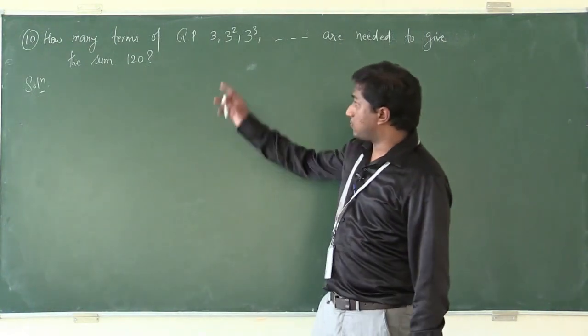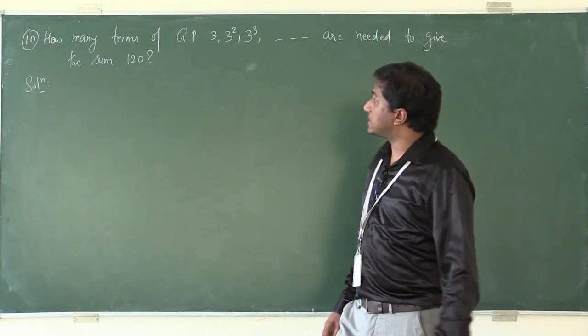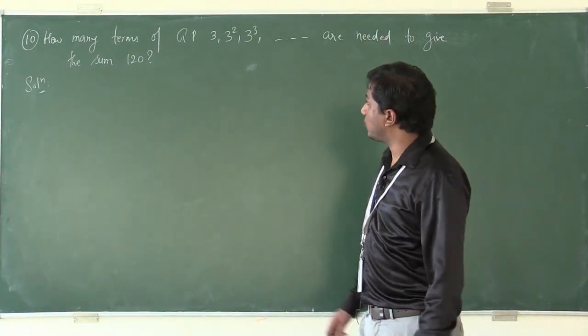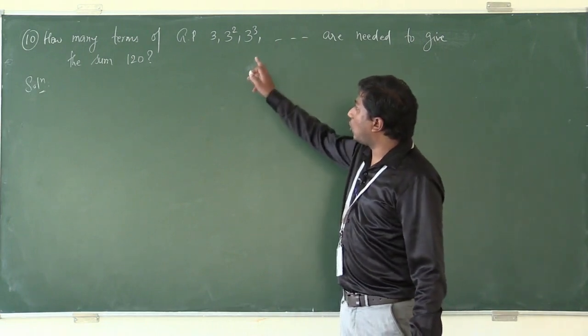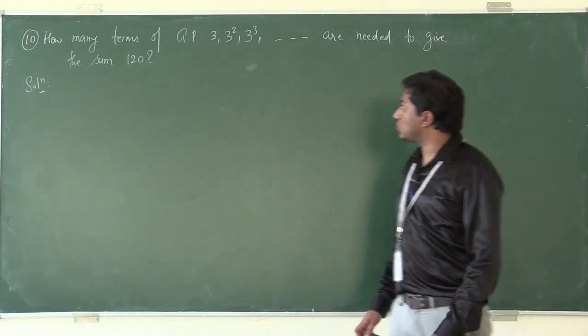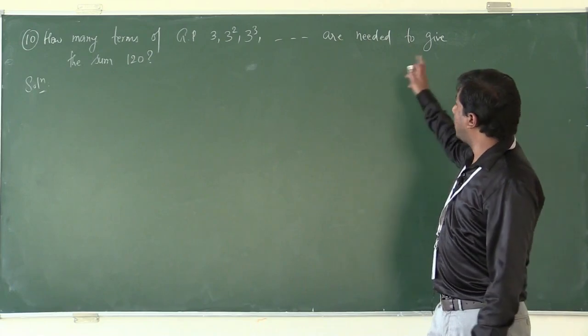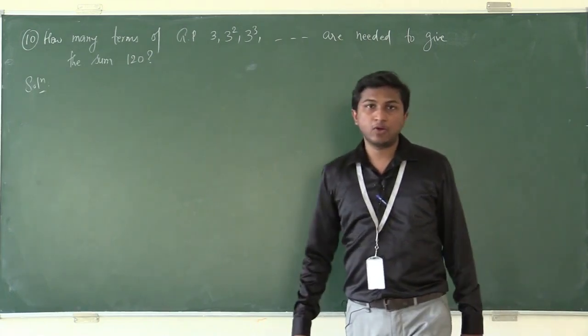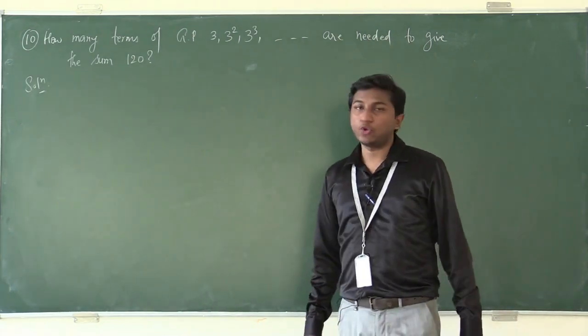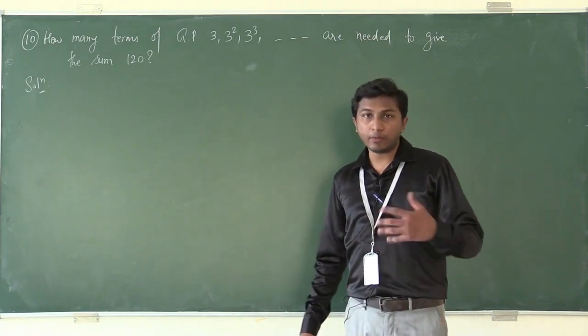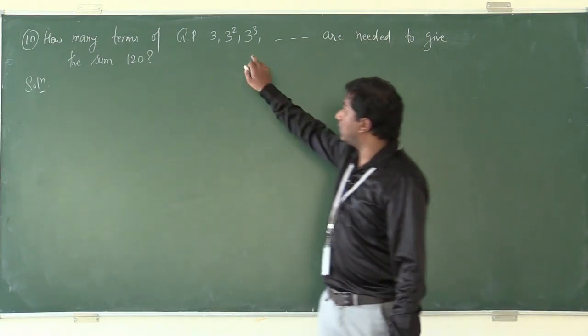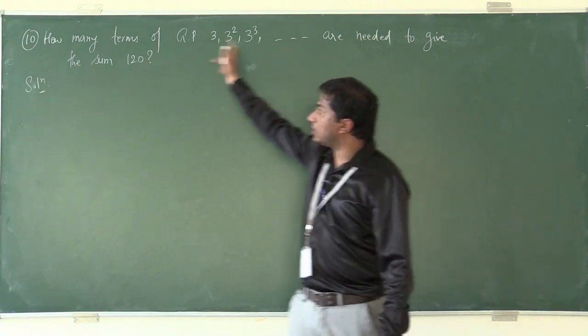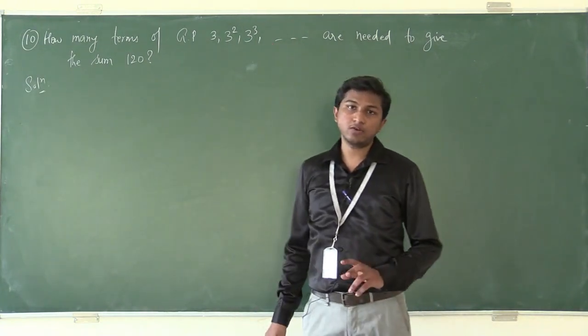Moving on to the next problem. The next problem states: how many terms of the GP 3, 3 square, 3 cube, and so on are needed to give the sum 120? So we have to find the number of terms needed of this particular GP to give the sum 120.